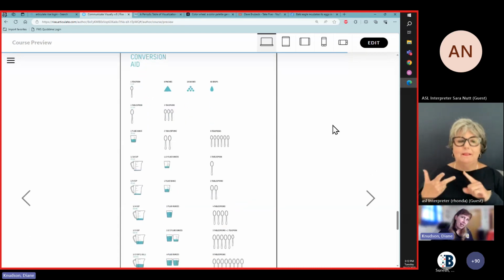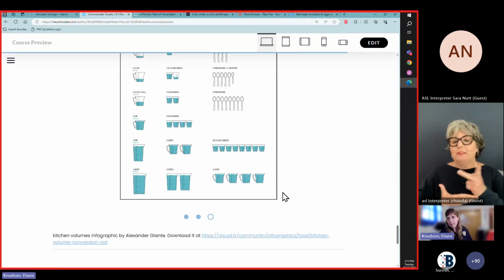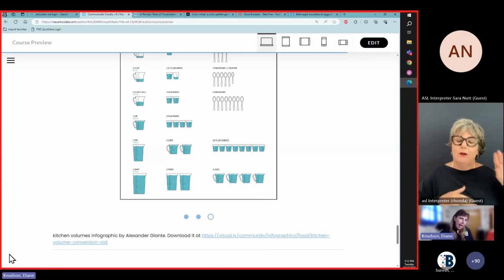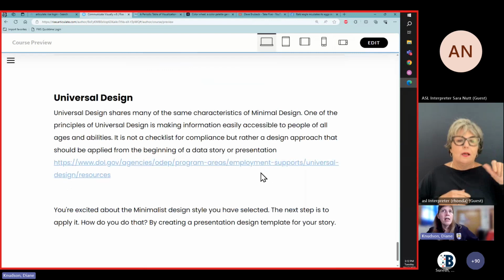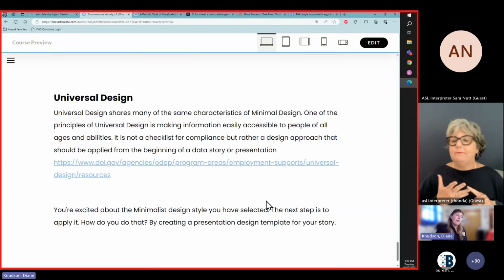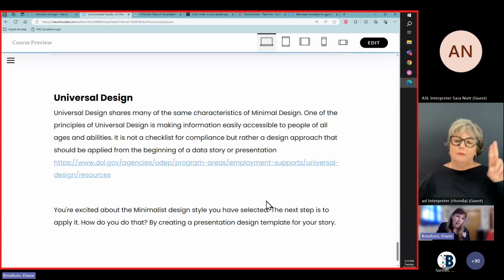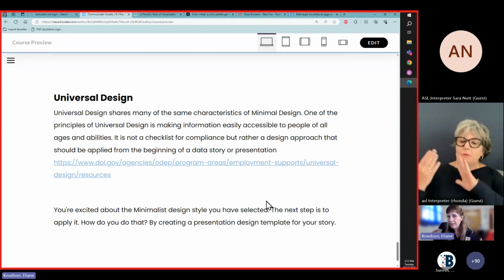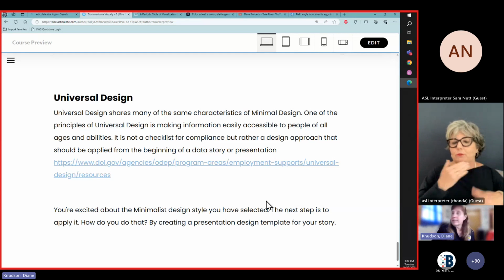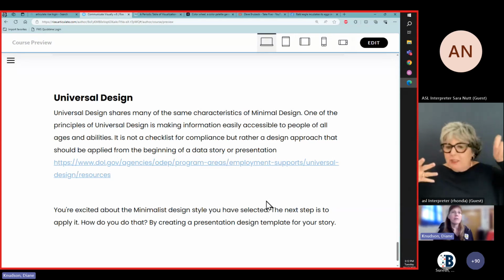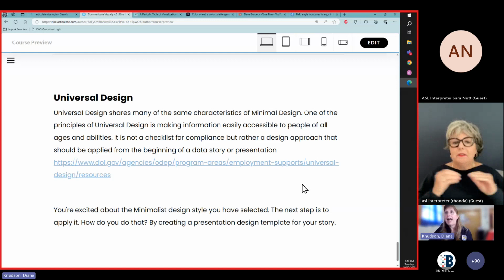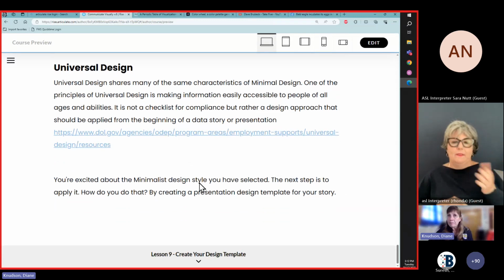It's for your kitchen, and it's converting volume measures. And Alexandra Glante made that. I also would like to mention that if you've heard the term universal design, it has many of the same characteristics of minimal design. It's a design approach so that things are accessible to everyone. It's not a checklist, it's more of a design approach, and there's more information at this particular URL.